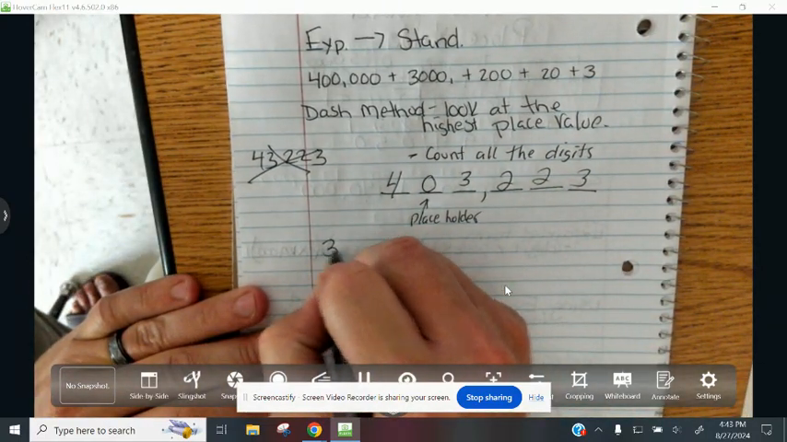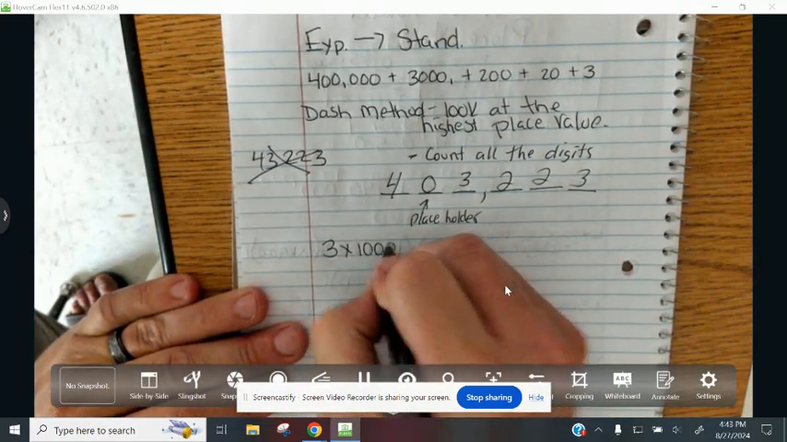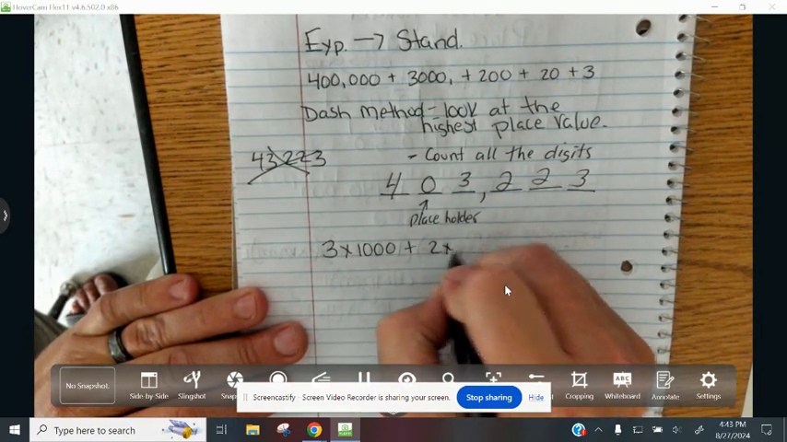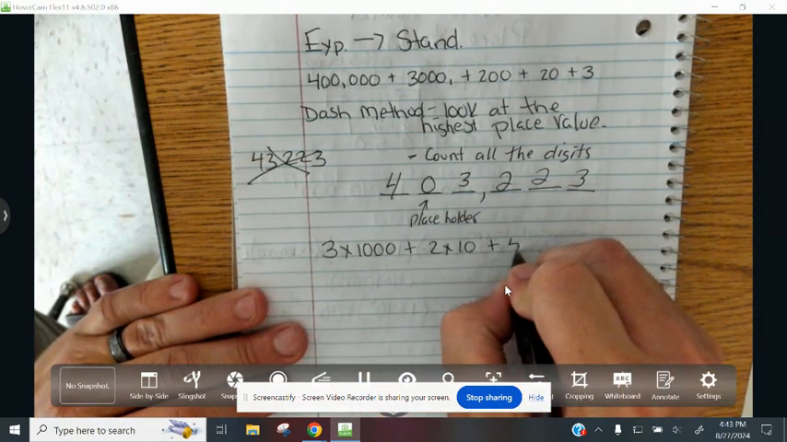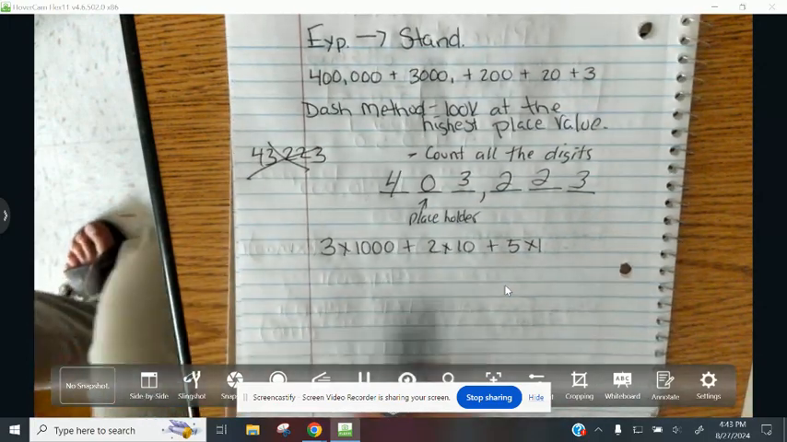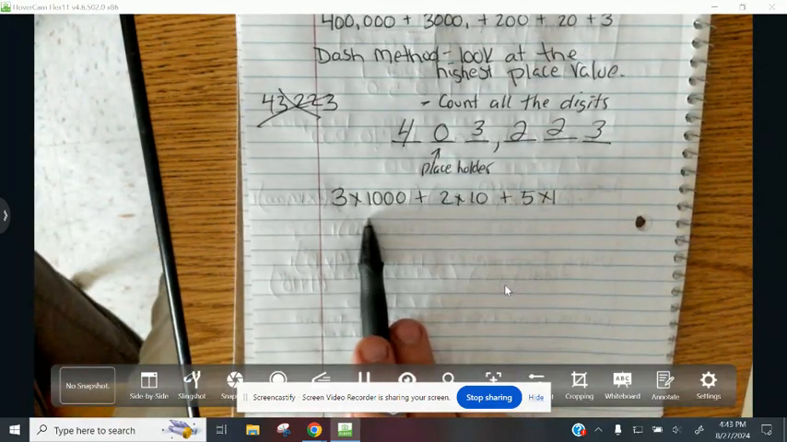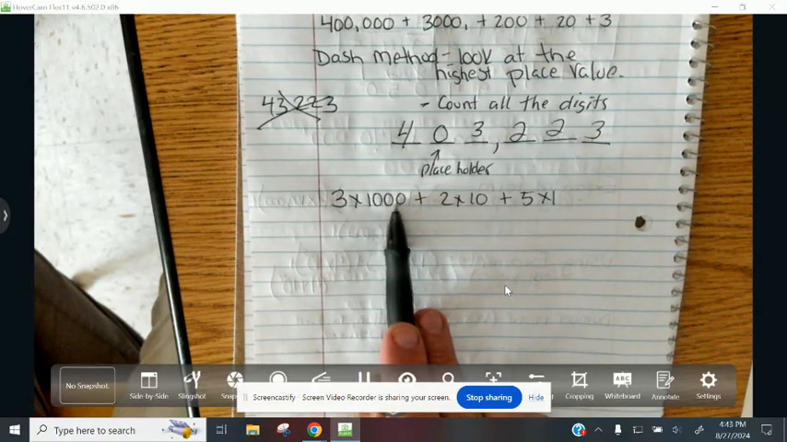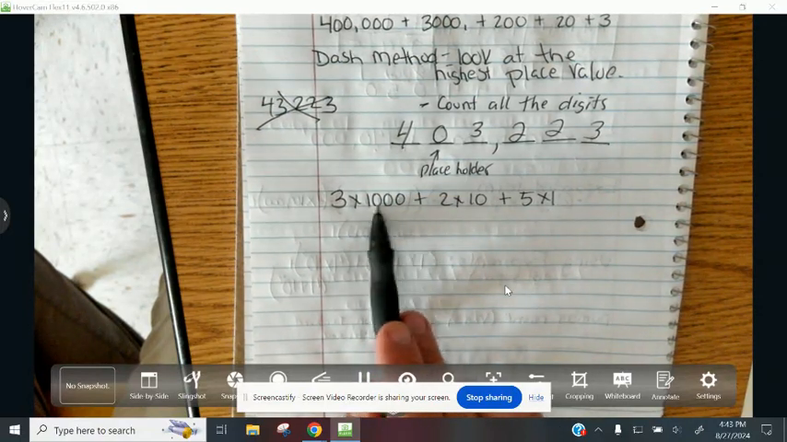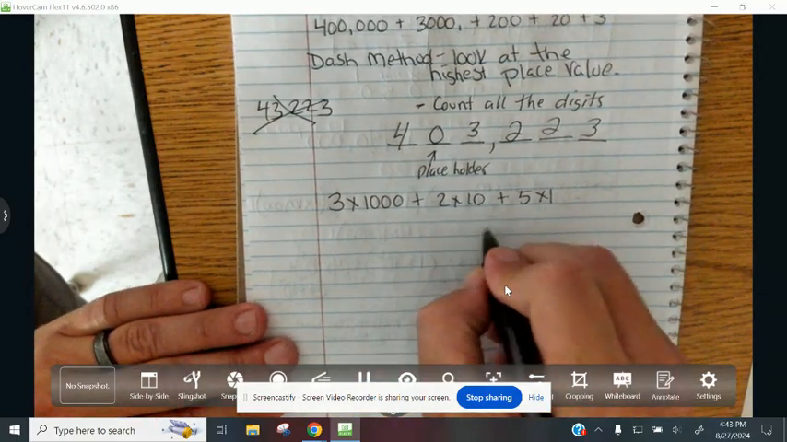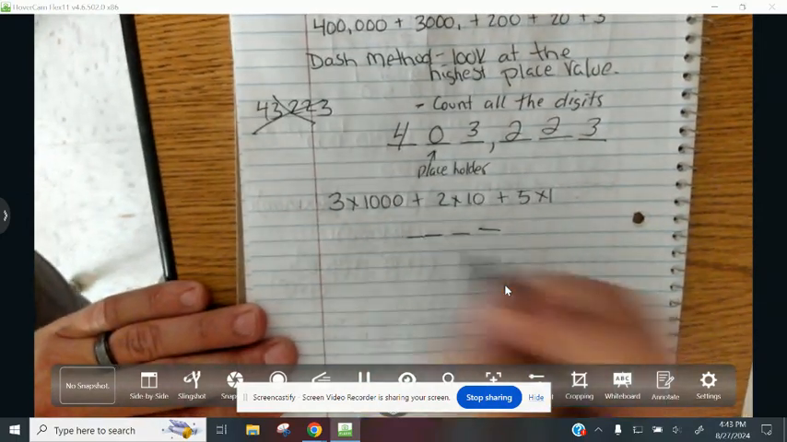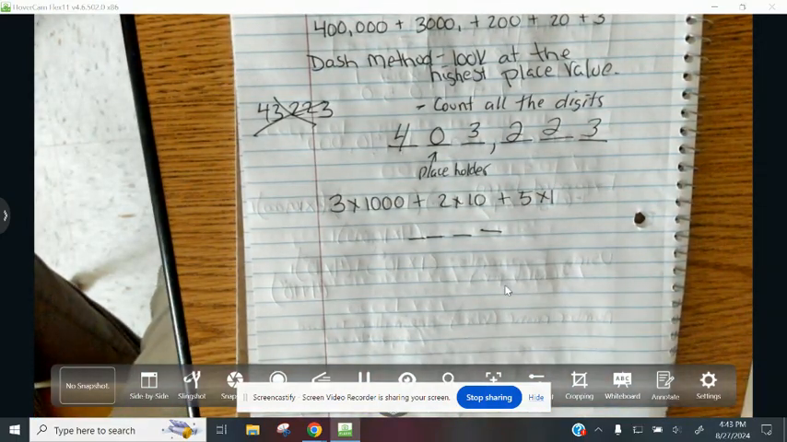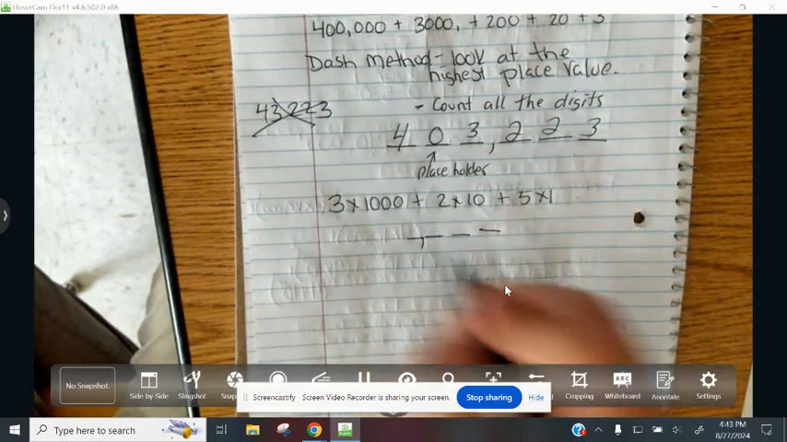Let's do another number. Let's do 3 times 1,000 plus 2 times 10 plus 5 times 1. So again, same thing. What do you look at? Look at the highest place value. How many digits are in there? You're in the thousands place just because this number is 1,000. Ones, tens, hundreds, thousands. Boom. You have the dashes. You're set up. You know how big your number should be.